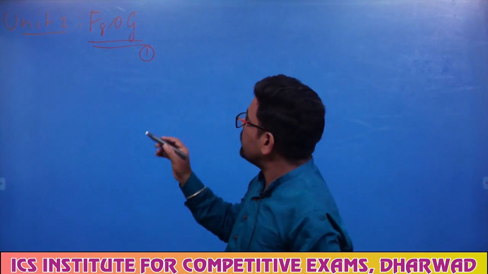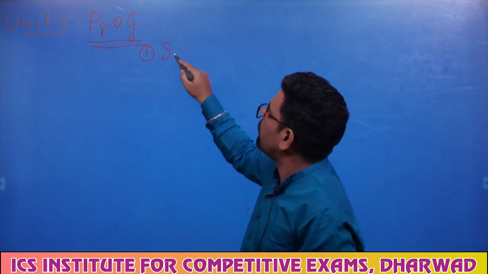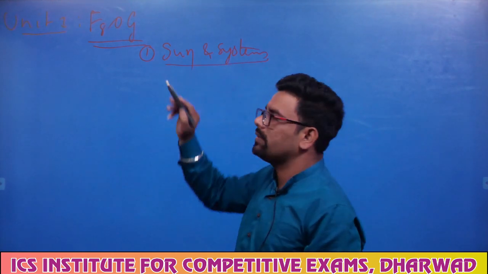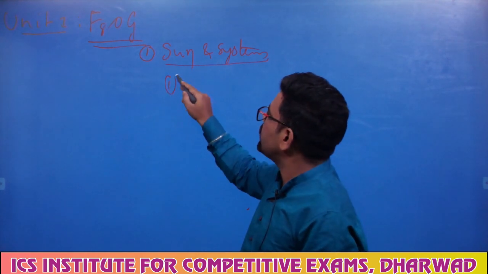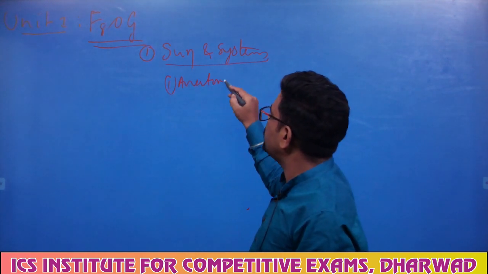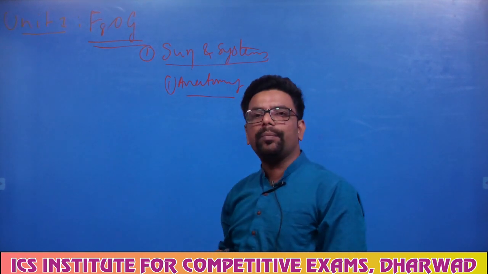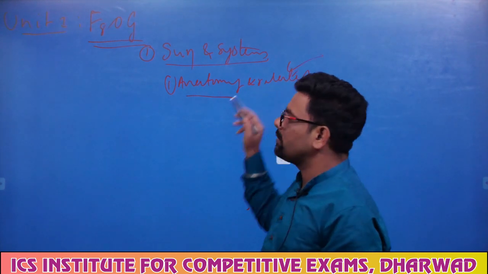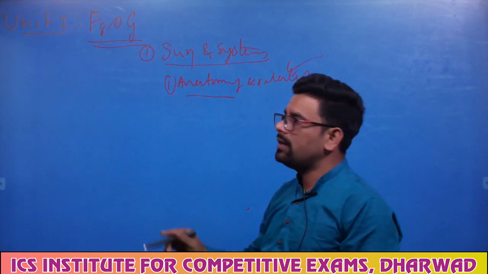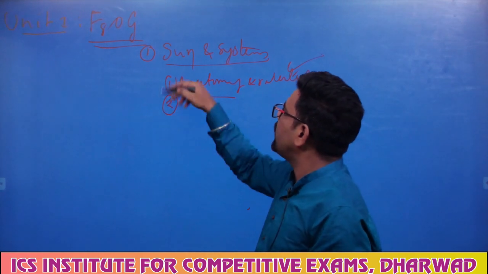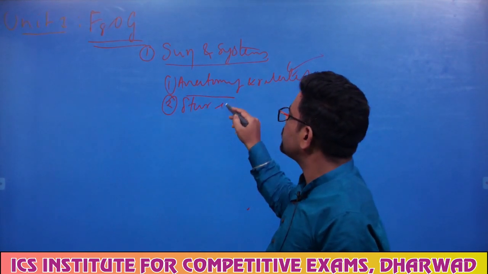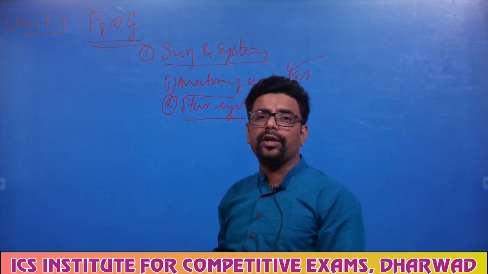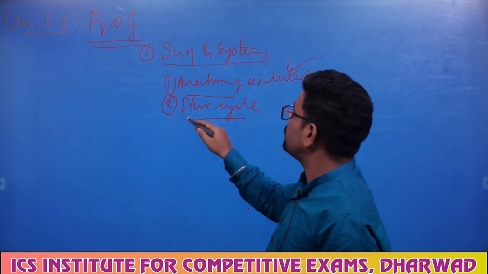Just like I told you, we will study the sun and its system. In the sun we have to study the anatomy of the sun and the related concepts. Trust me, it's very easy, and definitely there will be a question. Similarly you can go for the stars, the star cycle, and what you mean by white dwarf, neutrinos, and many things we will study in this.